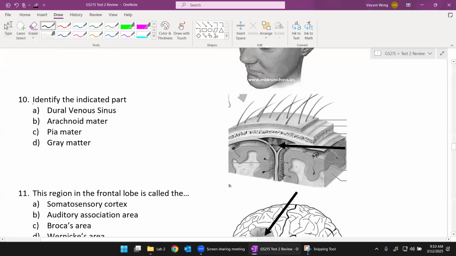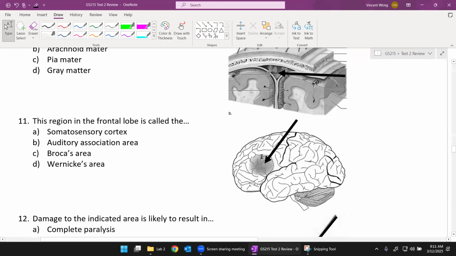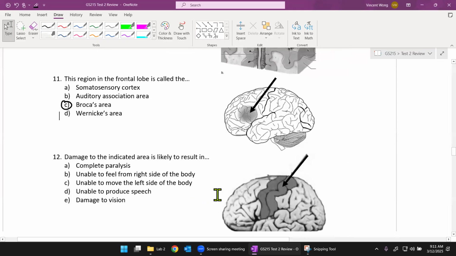Yep, this is the dural venous sinus, which is for CSF drainage. It's formed from the two layers of dura mater separating, and the space between them becomes the dural venous sinus. Over here, Broca's area. Yeah, very good, very good.